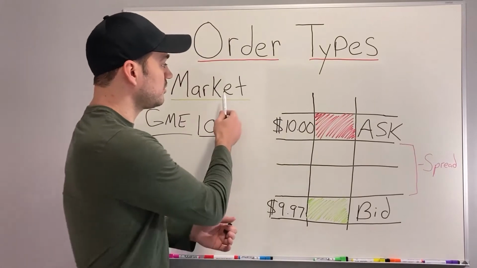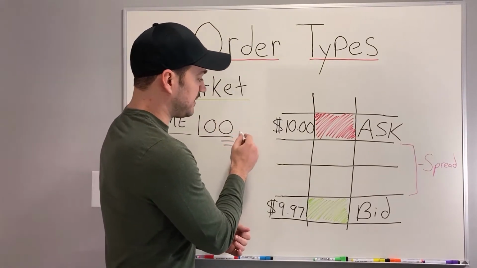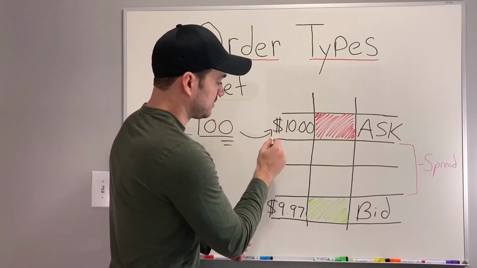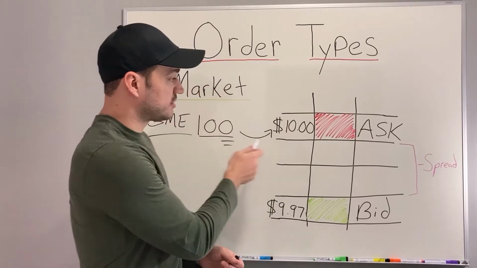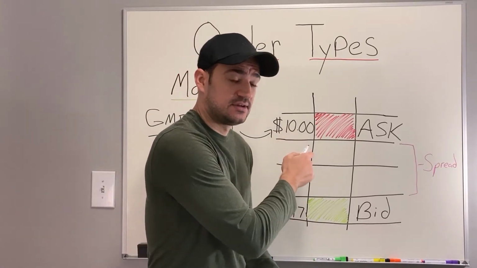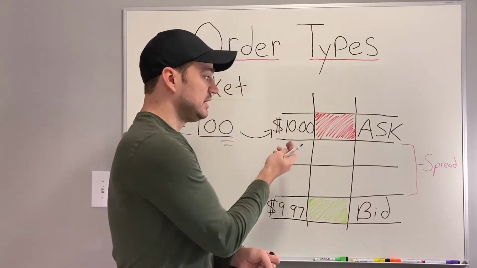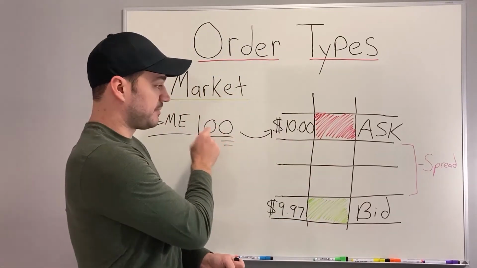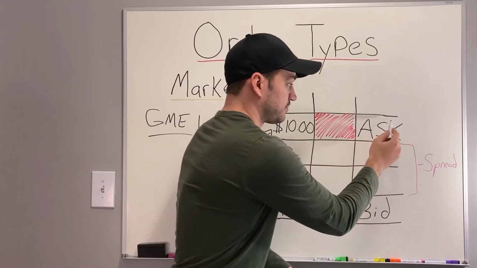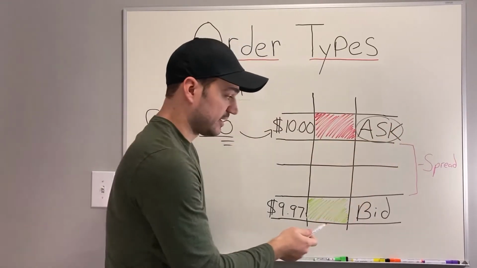So a market order, this 100 shares is going to buy it at this price here. So you're going to be buying 100 shares at $10. Now it can move up, it can move down, because it moves very quickly. But remember, when you hit buy on a market order, you're buying this price. You're not buying the bid.